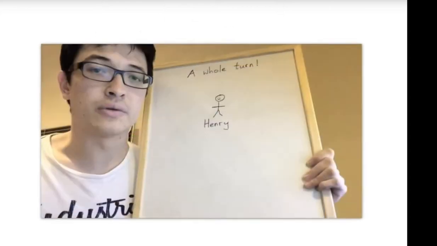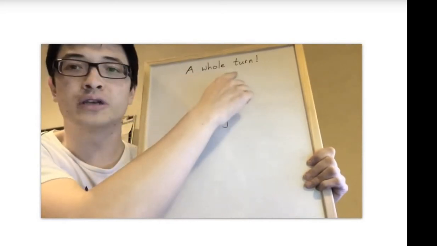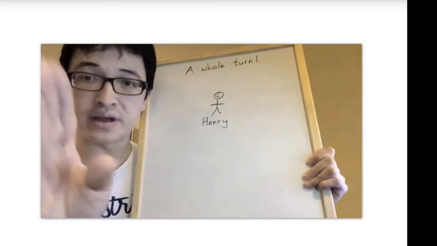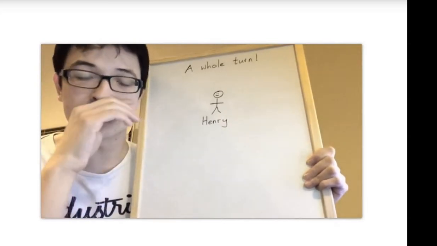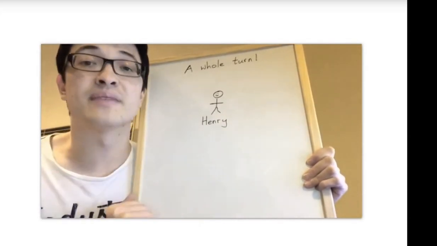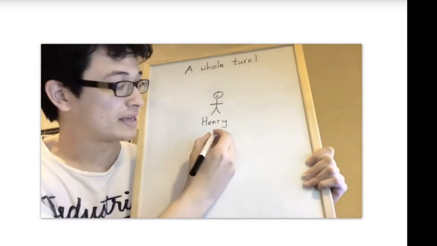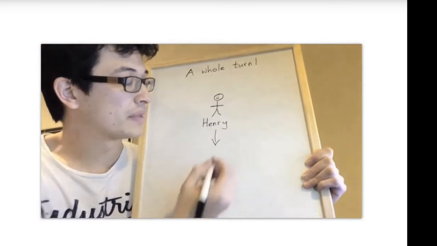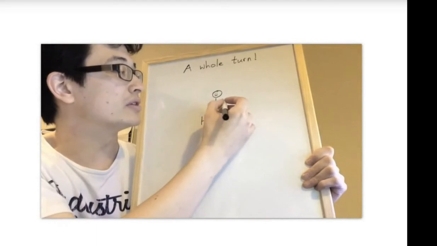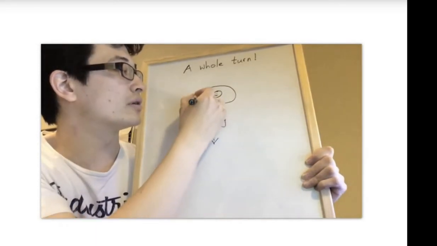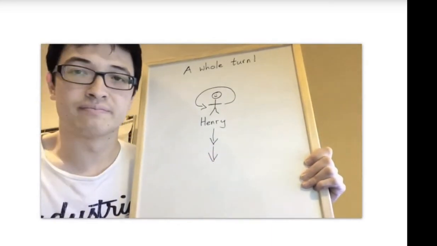So, step 2. I can make a whole turn. Now, what we mean by a whole turn is you're facing one direction, and all you do is turn right around so you're facing the same direction. So here's our little character, and his name's Henry. Okay, he's got a lovely smile on his face. And Henry is facing in this direction. Now, if we ask Henry to make a whole turn, it means he's going to turn all the way around until he faces in the same direction.